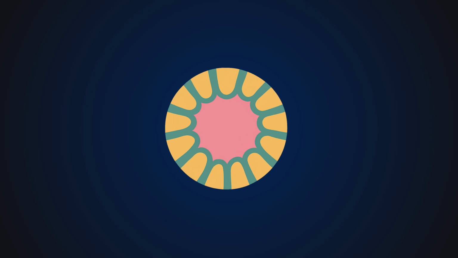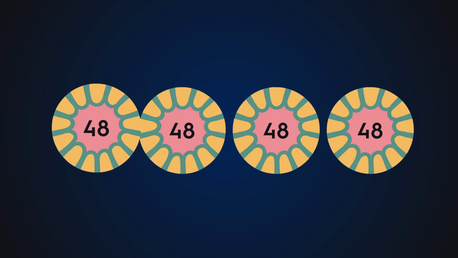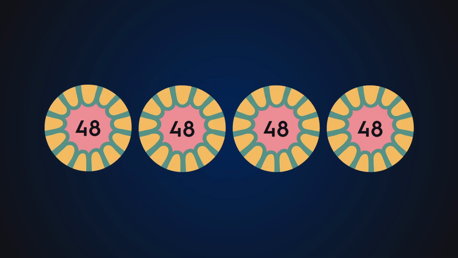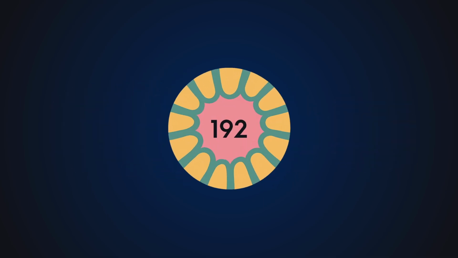Let's do a quick count. If a pollen sac has 12 microspore mother cells and each one makes 4 microspores, that gives 48 microspores from that one sac. And because a typical bilobed anther has 4 pollen sacs, you'd multiply 48 by 4. That's 192 microspores from a single anther, even with just 12 mother cells per sac.